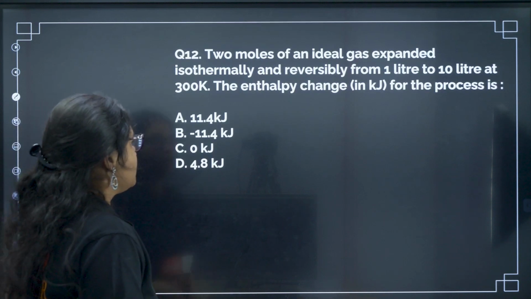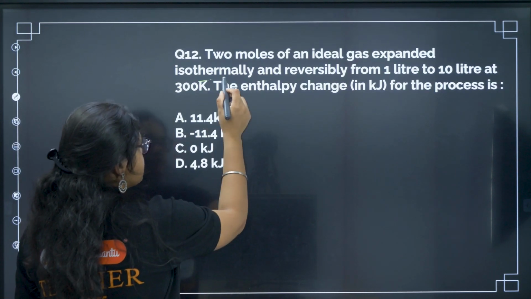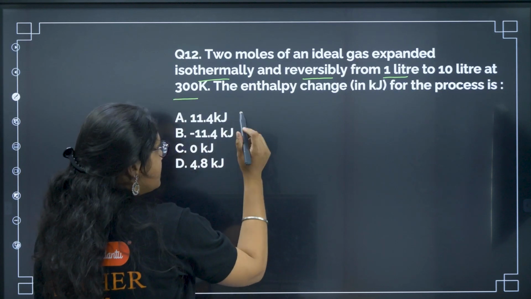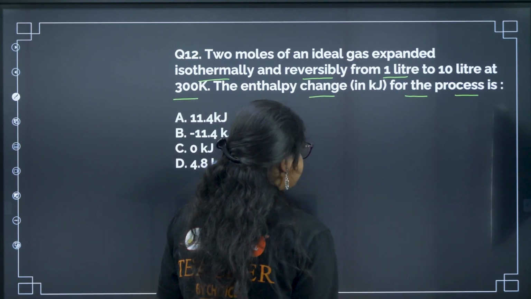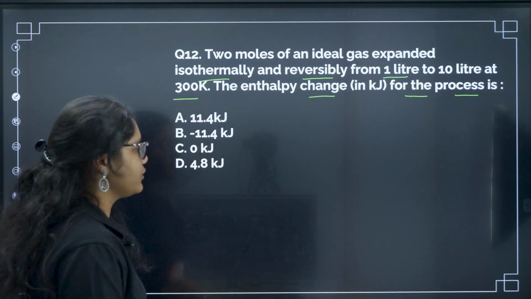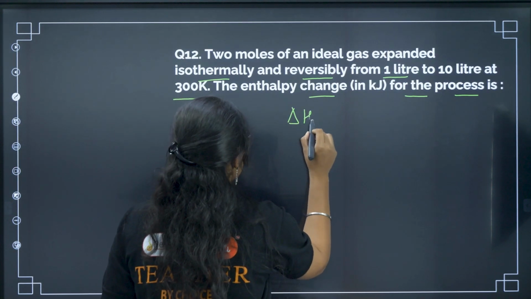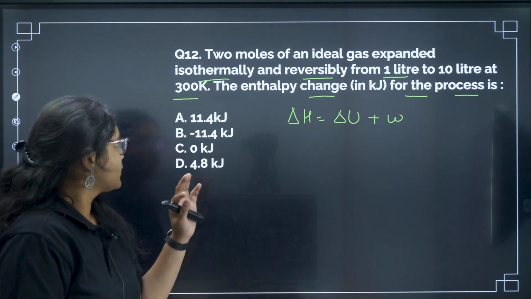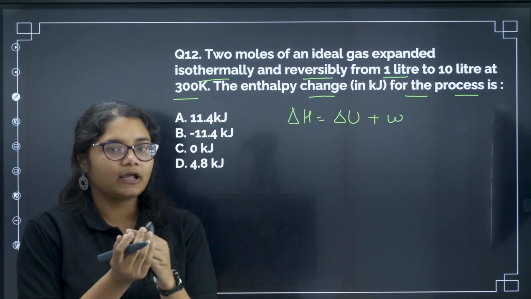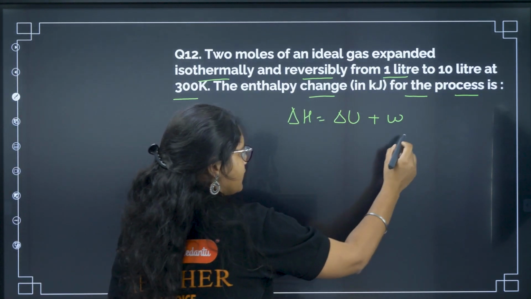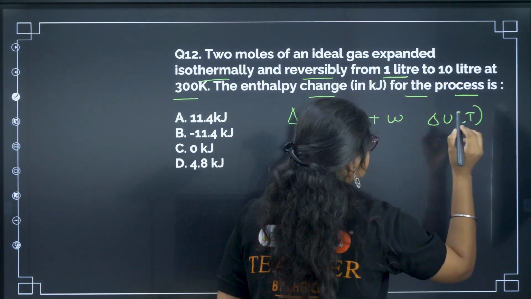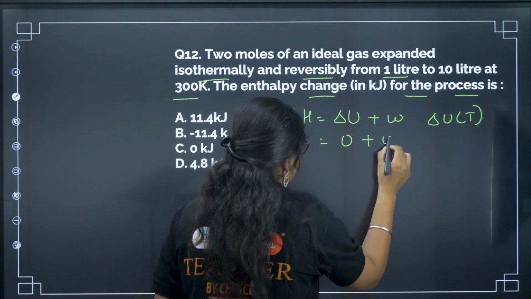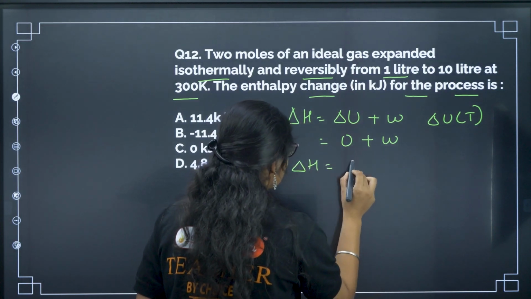Next, 2 moles of an ideal gas expanded isothermally and reversibly from 1 liter to 10 liter at 300 Kelvin. The enthalpy change for the reaction. So for this one, we have the first law, that is delta H is equal to delta U plus W. According to the question, this is an isothermal process, so delta U will be 0. Delta U is a function of temperature. Since temperature is constant, delta U will be 0. So we can write delta H will be nothing but equal to the work done.